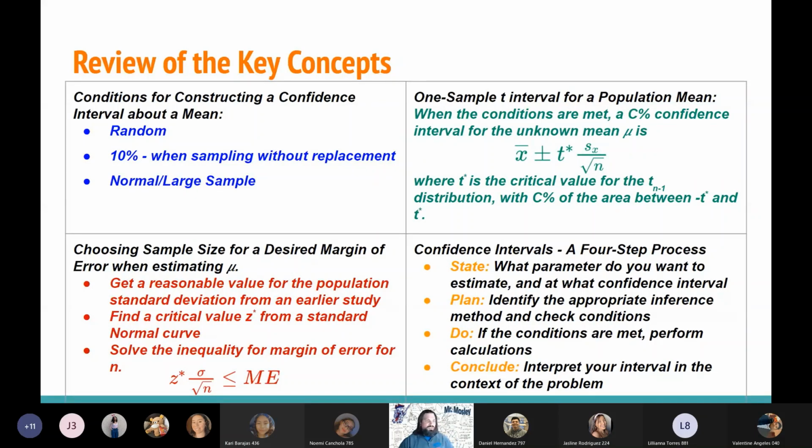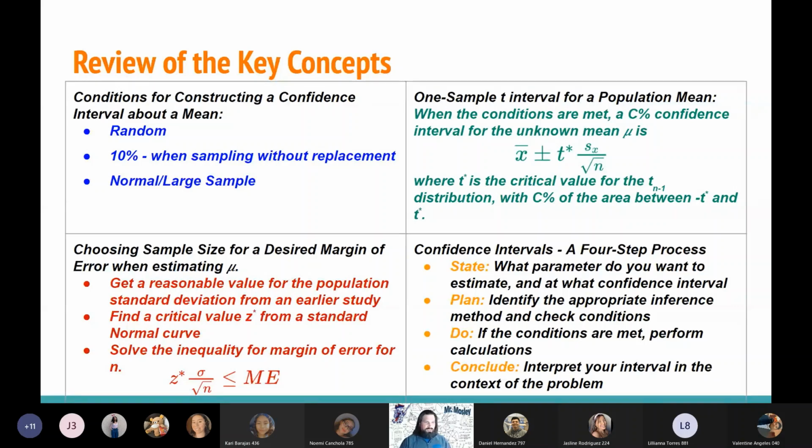Lastly, whether we're doing a confidence interval for a proportion or a mean, we use the four-step process. This is the roadmap that they expect you to use on the AP exam to make sure that you show all your work and show all your reasoning. You're going to state what you're going to do. What's the parameter? We want to estimate the mean, mu, at a 95% confidence interval. That's the statement.